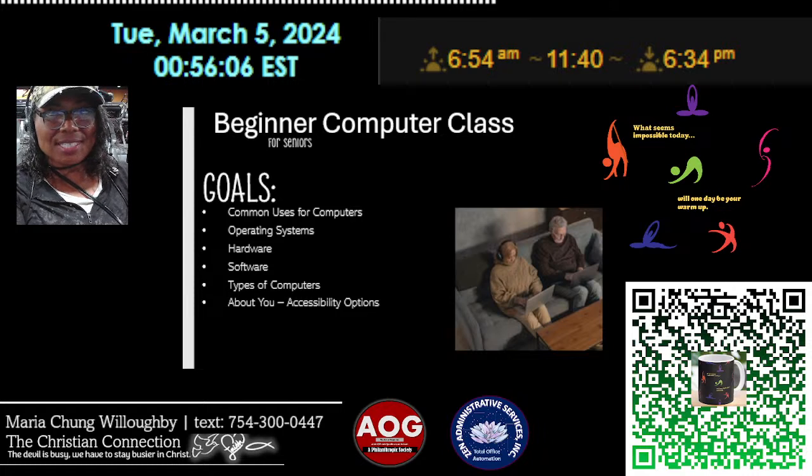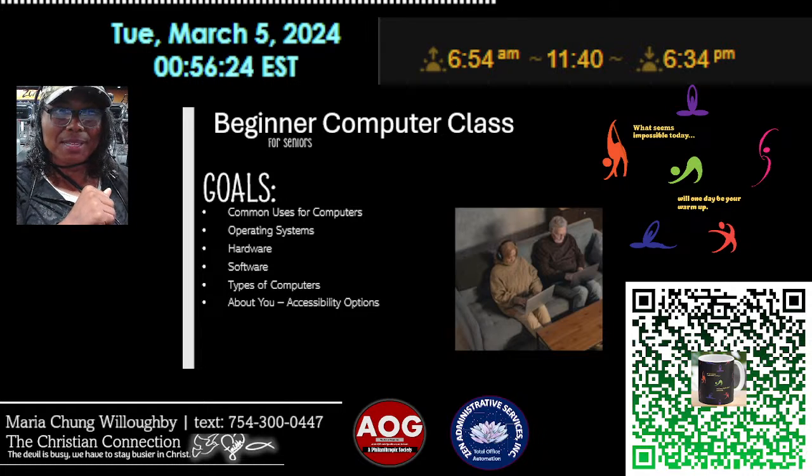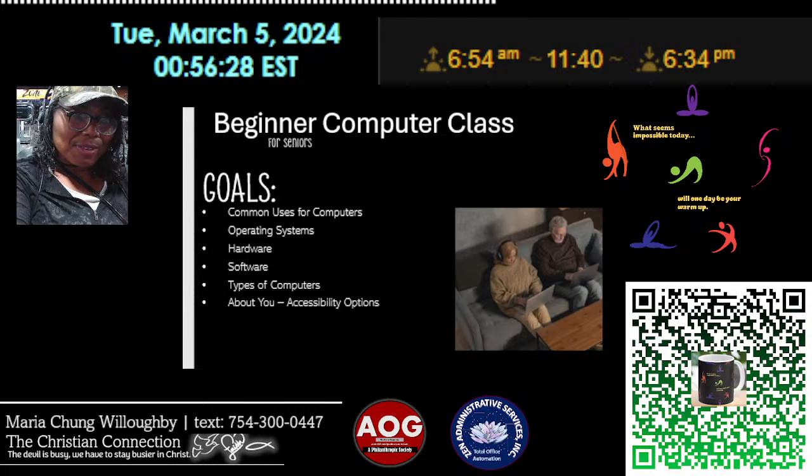And the design that you see here is an original design that I created. And there's a cute little mug that goes with it so that you can remember when you start every day that what seems impossible today will one day definitely be your warm up. So, again, the last goal would be to learn a little bit about the students, find out if they need accessibility options. There are different options that are available, which make things a little bit easier as far as learning.